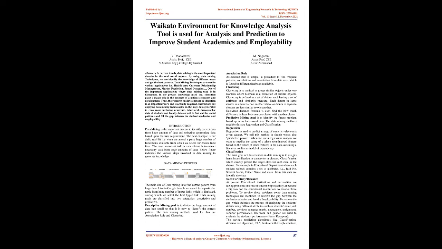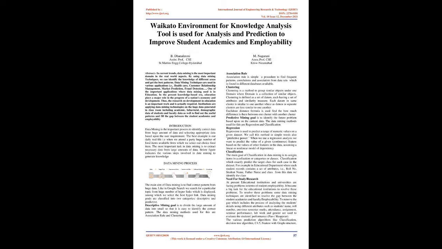The predictive mining goal is to identify future problems based upon the current data. The data mining methods used for this are regression and classification. Regression. Regression is used to predict a range of numeric values on a given data set. We call this method in simple words also predictive power. When we use regression analysis, we want to predict the value of a given continuous feature based on the values of other features in the data, assuming a linear or nonlinear model of dependency.